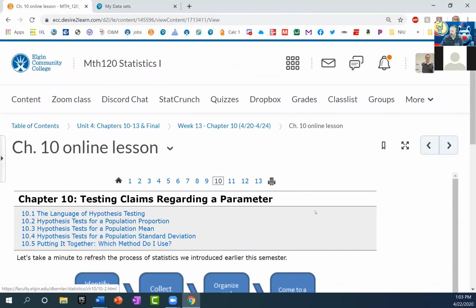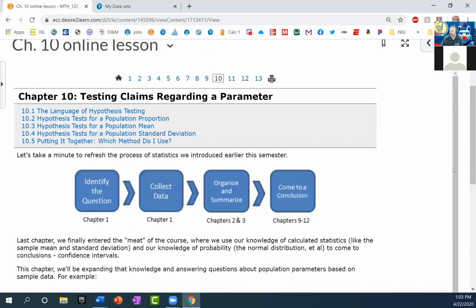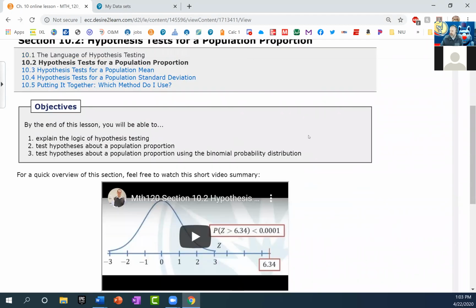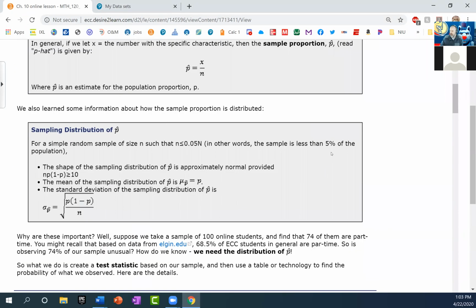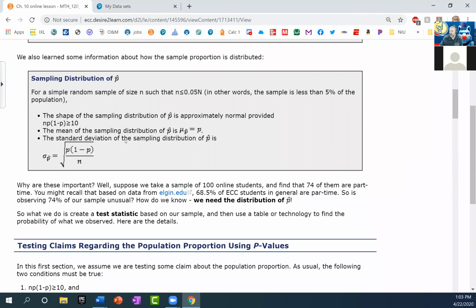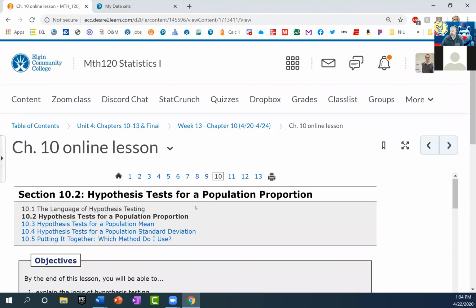So let's look at proportion. Let's just review this while we're in here. For proportion, let's see here. So the conditions here, this is all based on the sampling distribution of the sample proportion. You have to have less than 5% of the population, and then n times p times 1 minus p has to be at least 10. So that's the check for the p hat for 10.1. All right, let's go over to 10.2.